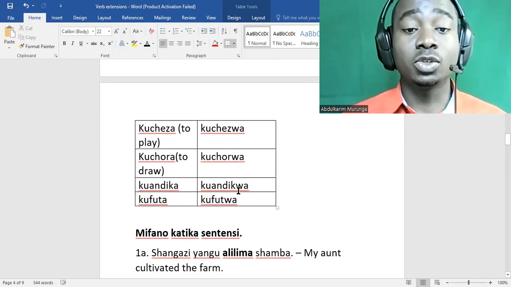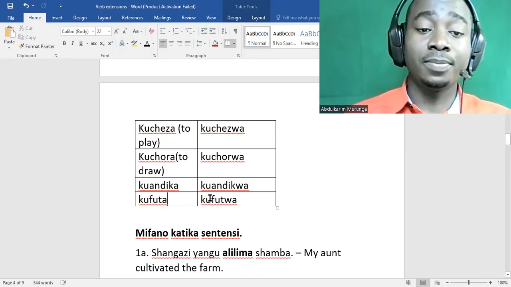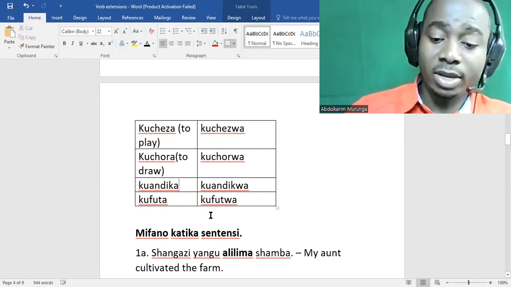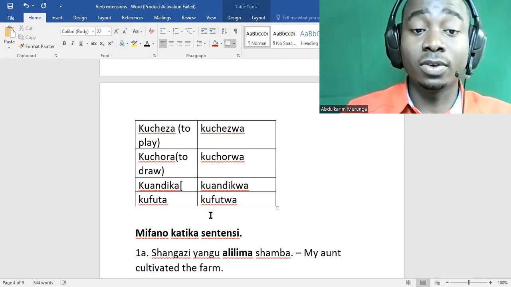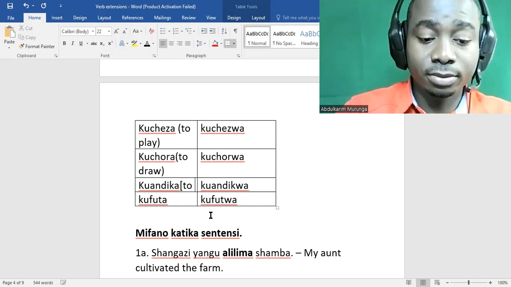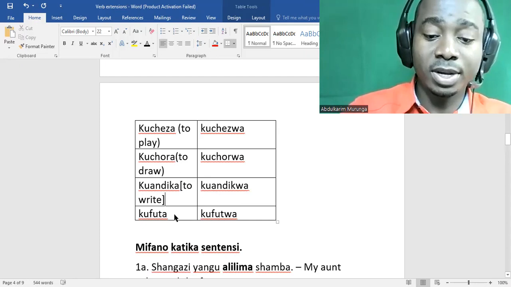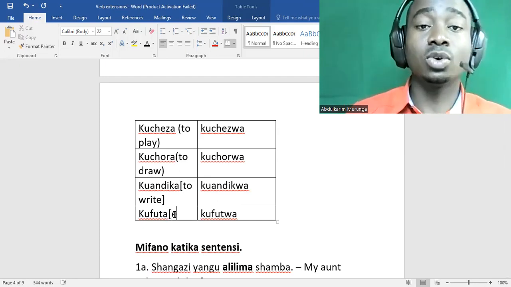Kuandika is to write. To be written, kuandikwa. Kufuta, to erase. To be erased is kufutwa. So there is something I want to mention about these verbs kuandika and kufuta. Kuandika means to write. Kufuta means to erase or to delete.